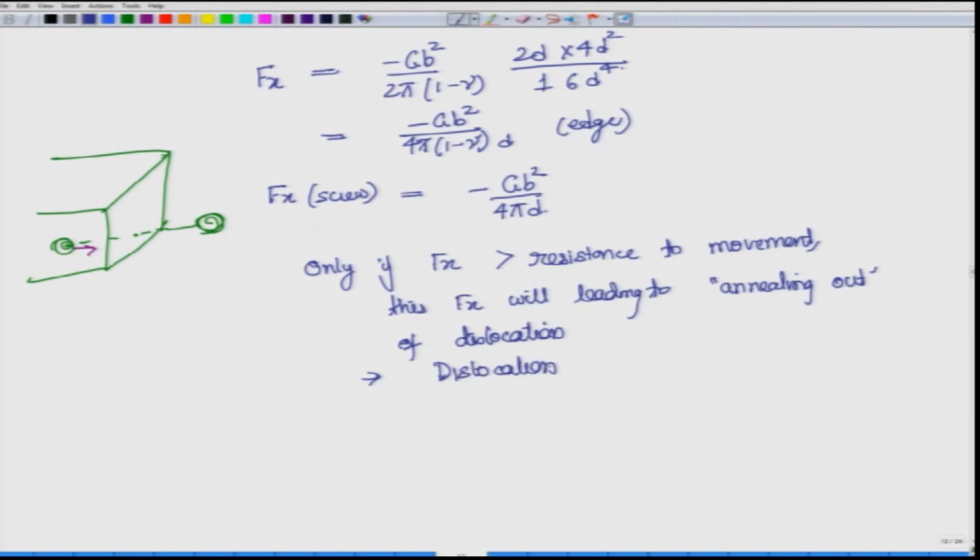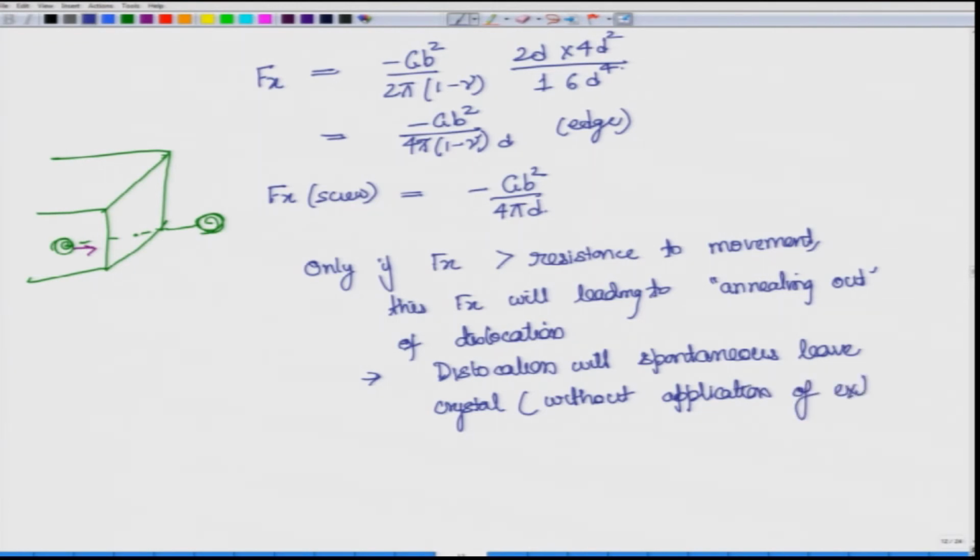Given that Fx is greater than resistance, the dislocation will spontaneously leave the crystal. Why am I saying spontaneously? Because spontaneously means without application of external stress. This is a very interesting phenomenon. The dislocations on the surface are leaving the crystal, and therefore, very near the surface it will be dislocation free.